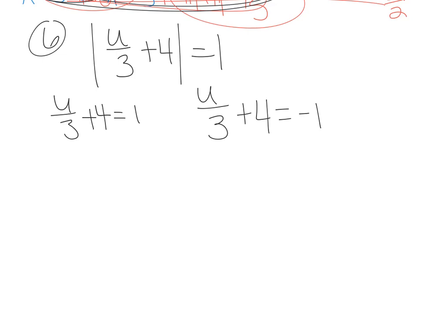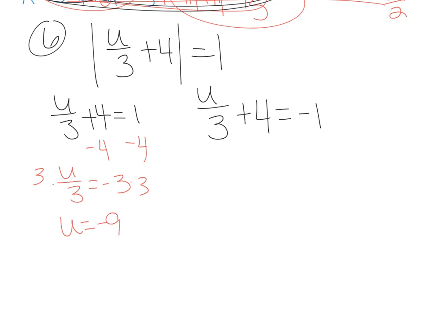For that first one, what would you have to get rid of first? The 4. How would you get rid of the 4? Subtract 4 from both sides. So I have u over 3 equals negative 3. How do I get rid of that 3? Multiply, right? We use inverse operations. So instead of divide by 3, we're going to multiply both sides by 3. So I know that u could be negative 9.